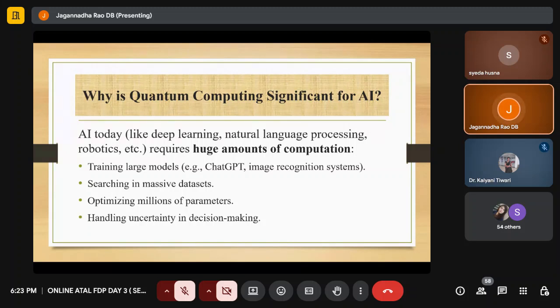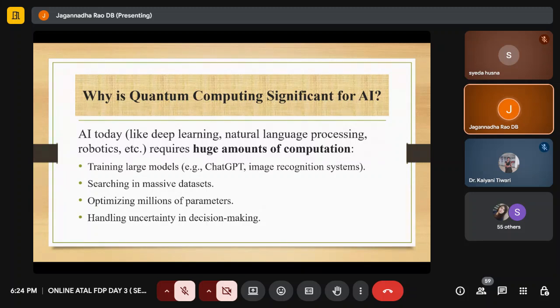Now again I go to the next topic, quantum computing with AI. Nowadays, AI, like deep learning, natural language processing, and robotics, requires huge amounts of computation. Earlier, we had simple calculations, like 2 into 3 is 6, or 20 into 35. These are small calculations. But nowadays, huge amounts of calculations are needed.